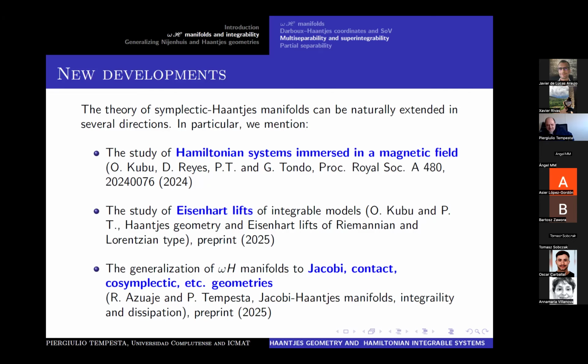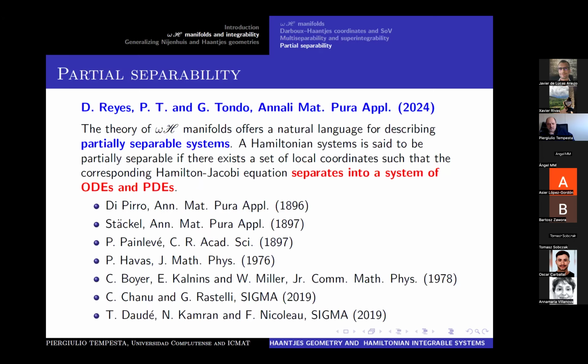Then, exactly along the lines that Javier was mentioning, we can generalize to Jacobi and of course contact, cosymplectic, etc. geometries, and this is something that can be done without too many problems. Of course, one should be careful, but yes, indeed, this can be considered.